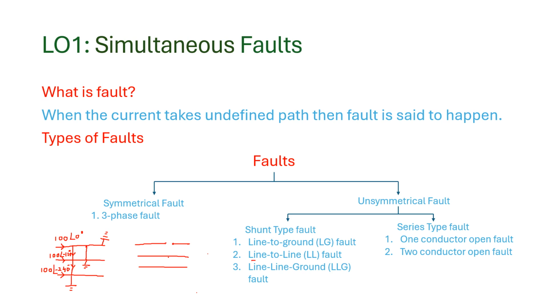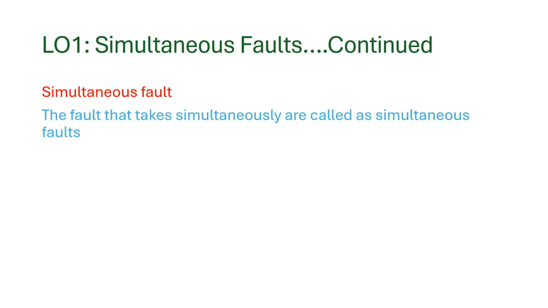Okay, now let us continue. Now we come to simultaneous faults. What are simultaneous faults? The faults that take place simultaneously are called simultaneous faults. Now, the types of simultaneous faults.